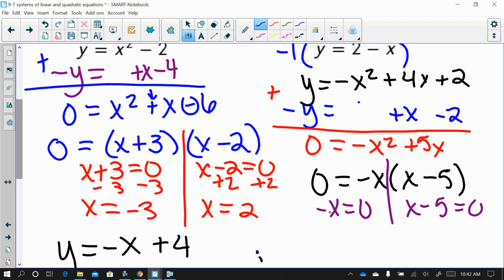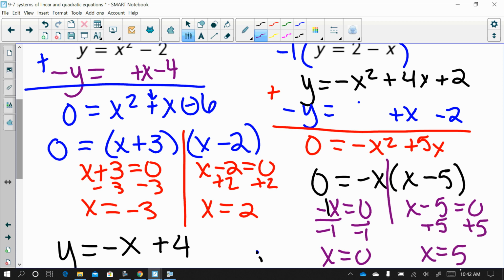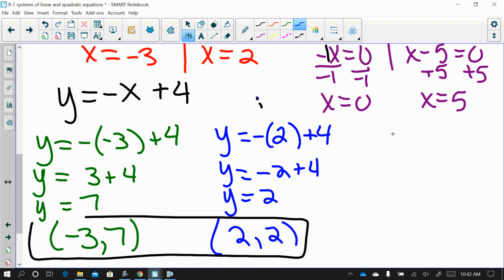Remember, when you have a negative x, it's just like a negative 1 times x. So to solve, divide by negative 1. x equals 0. Over here, add 5. x equals 5. And remember now, you got to solve for y. So my equation is y equals 2 minus x.